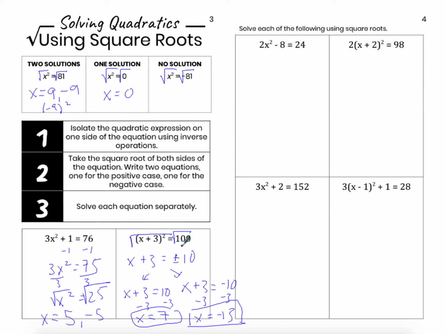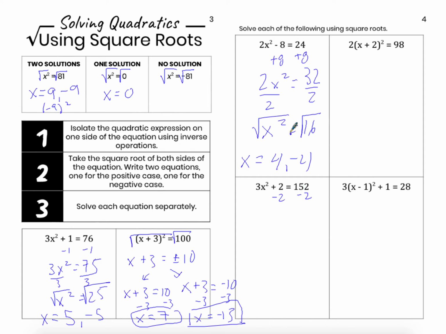-10 squared is 100. Looking at some other examples, this one is just like my first example when I add 8 to both sides. I get 2x squared equals 32. Dividing by 2, I get x squared equals 16. Make sure that you show that inverse operation of square rooting on both sides of the equation, and do not forget to write both solutions.